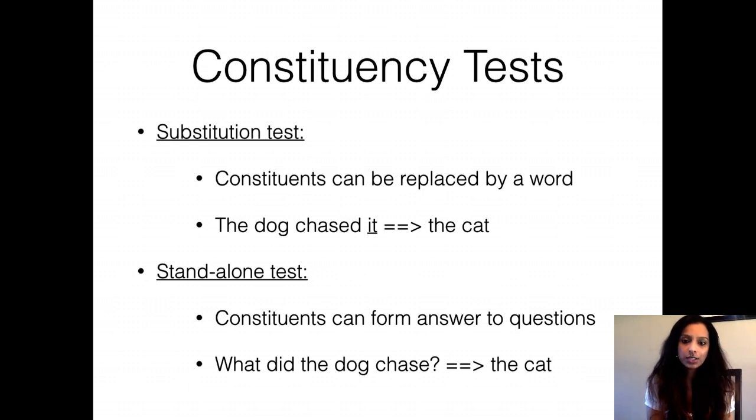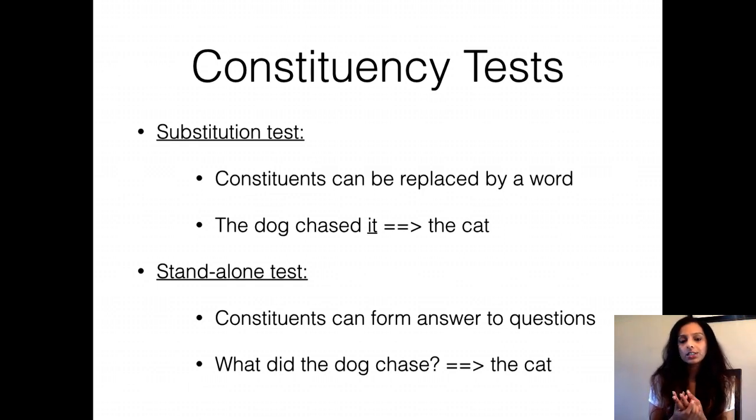So I've given you two tests over here. The first one is a substitution test, where you can take a particular word in a sentence and substitute it with a pronoun. So in this case, I have substituted the noun, the cat, with the pronoun it. So the dog chased it. What does it refer to in the sentence? It refers to the cat.